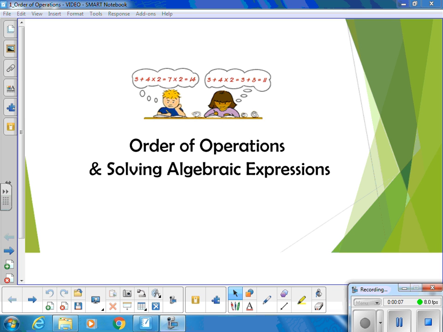We are going to be covering the order of operations and how to solve algebraic expressions today. The difference between equations and expressions is expressions don't have an equal sign. So basically it's not solving technically, it's just simplifying.